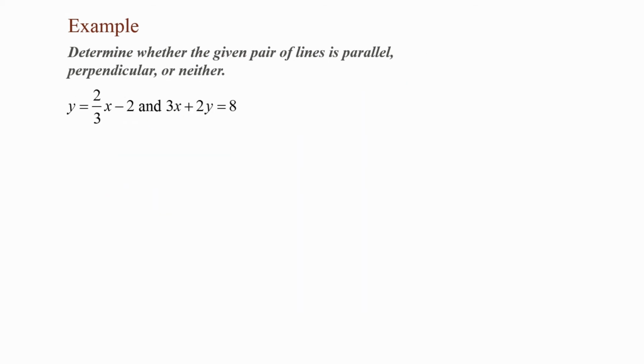In this example, we're going to determine whether the given pair of lines is parallel, perpendicular, or neither. If the lines are parallel, they will have the same slope. If the lines are perpendicular, their slopes will multiply to equal negative 1. To find the slope, both equations need to be in the form of y equals mx plus b. Y equals 2/3 x minus 2 is already in the slope-intercept form, so m equals 2/3.